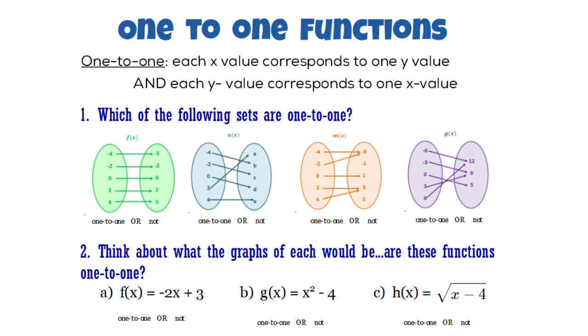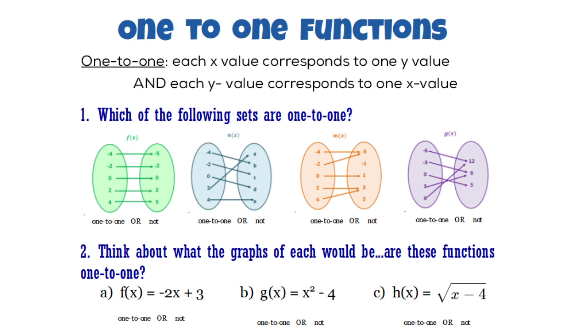We have something we call one-to-one functions. And for a one-to-one function, each x value corresponds to one y value. You're probably familiar with that concept. That's what defines a function, really. But a one-to-one function also works the other way, where each y value corresponds to one x value. So it has to work both directions for it to be one-to-one.